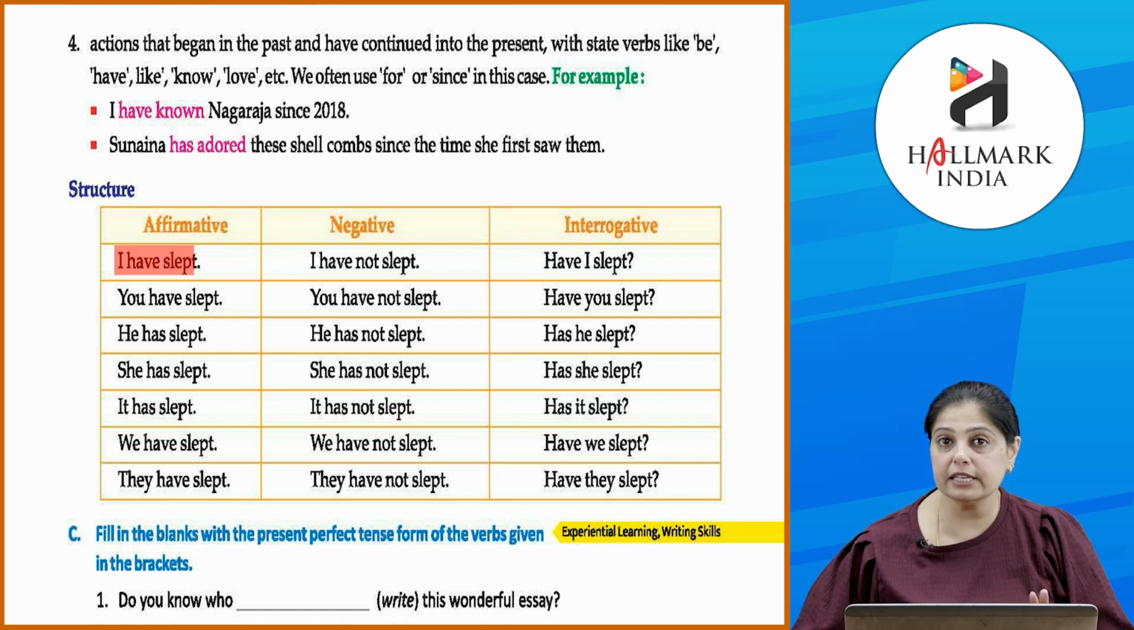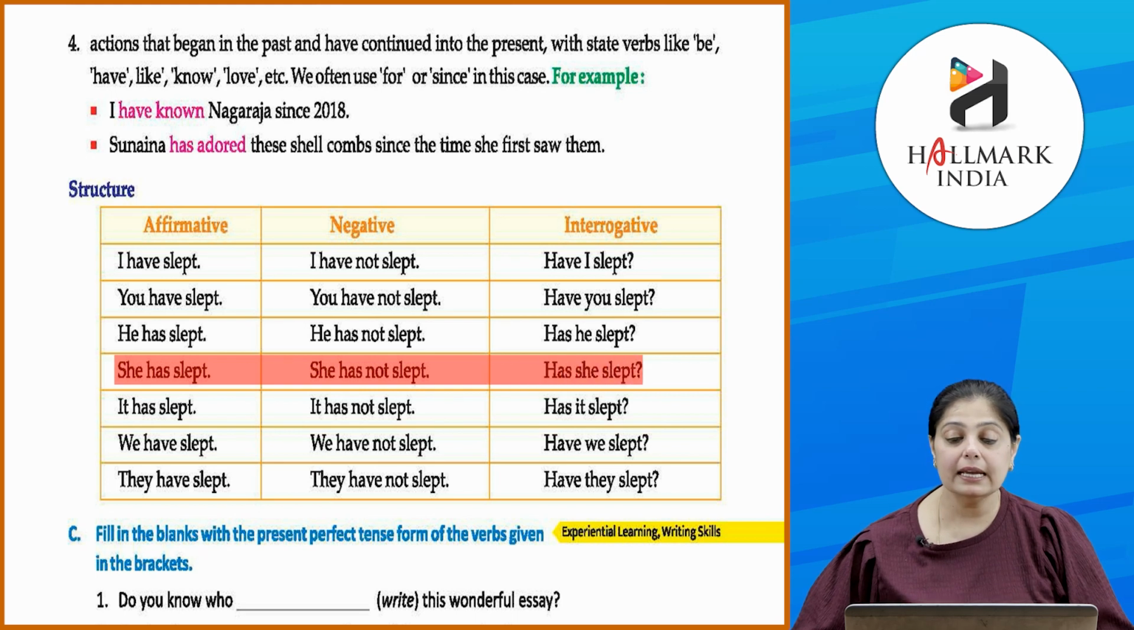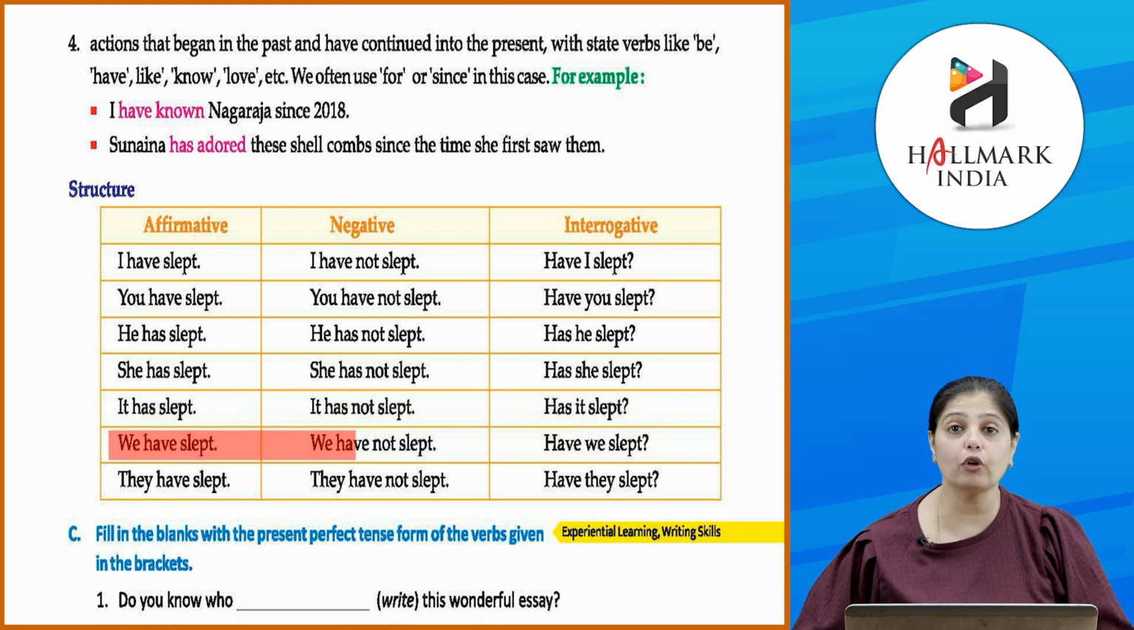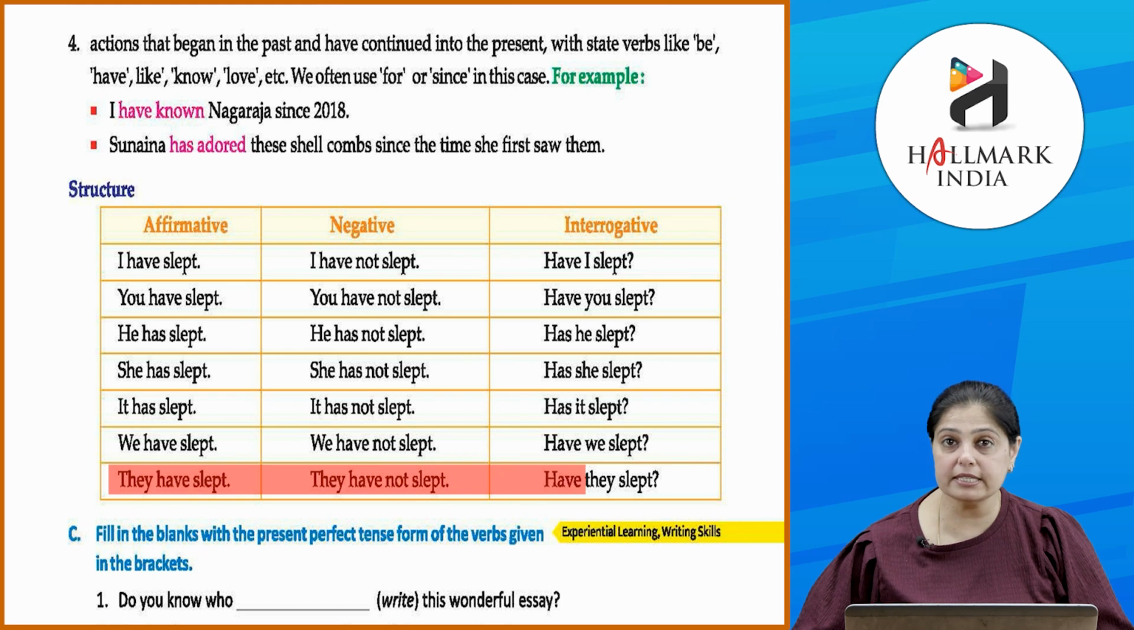I have slept, I have not slept, have I slept? You have slept, you have not slept, have you slept? He has slept, he has not slept, has he slept? She has slept, she has not slept, has she slept? It has slept, it has not slept, has it slept? We have slept, we have not slept, have we slept? They have slept, they have not slept, have they slept?